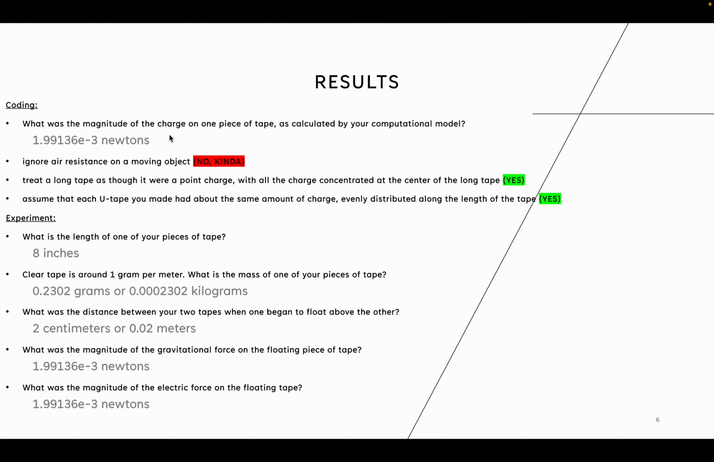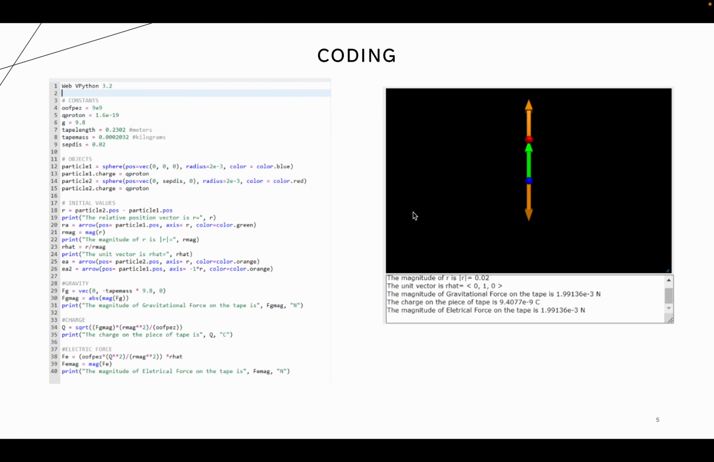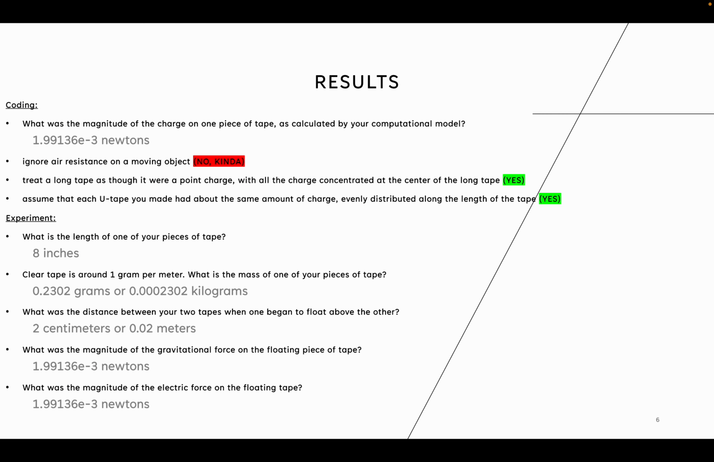In terms of the actual results, the magnitude of charge on the first piece of tape was not this. That's the magnitude of electrical field. The magnitude of charge is actually this, which is 9.4 times 10 to the minus 9th coulombs. So in terms of assumptions used in our model, air resistance being ignored was not an assumption. While we did ignore all other forces, air resistance specifically wasn't ignored.